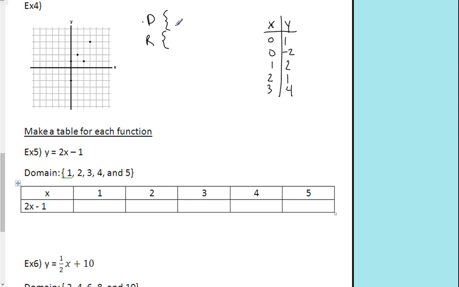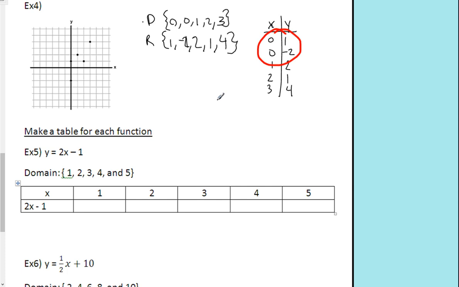Right? So my domain is all my x values. So 0, 0, 1, 2, 3. My y values are 1, -2, 2, 1, and 4. All right? And then I have to ask the question, is it a function or is it not a function? There's a lot of reasons this is not a function. Let's go through them. First thing, I put a 0 in, I get a 1 out. I put a 0 in, I get a -2 out. Right there, not a function.